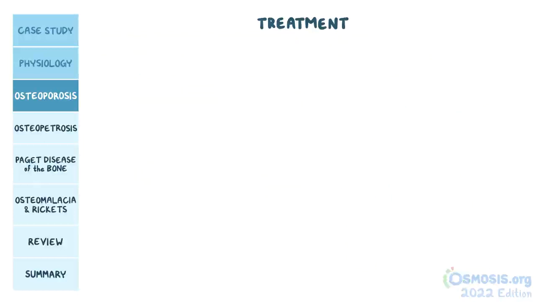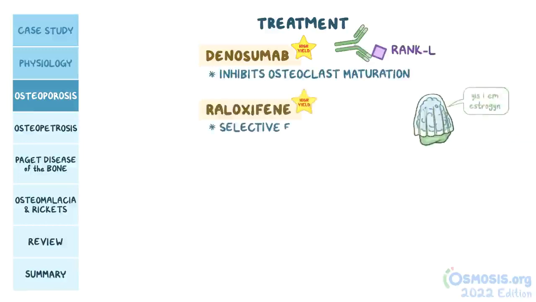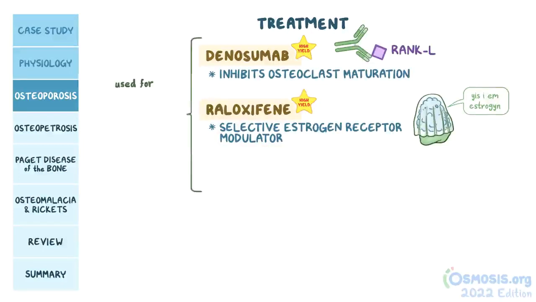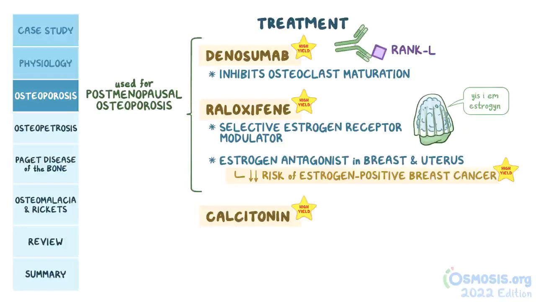Finally, other medications that are commonly tested include denosumab, which is a monoclonal antibody against RANKL that inhibits osteoclast maturation, and raloxifene, which is a selective estrogen receptor modulator, which mimics natural estrogen, both of which are used for postmenopausal osteoporosis. Although raloxifene has agonist effects in the bone, it acts as an estrogen antagonist in the breast and uterus, which means it can actually decrease the risk of estrogen-positive breast cancer. In rare cases, calcitonin is also used to treat osteoporosis, which works by decreasing bone resorption of calcium.